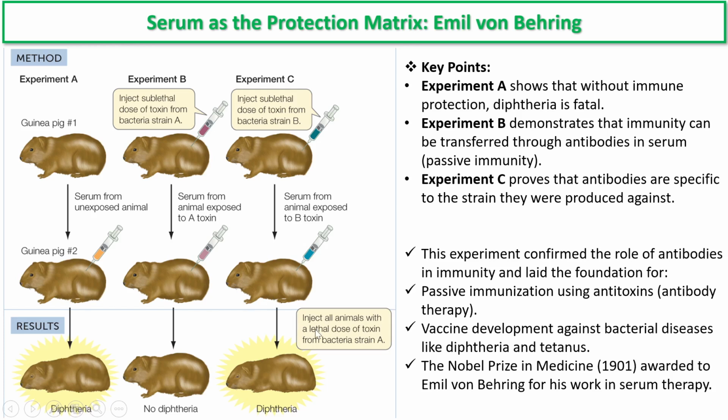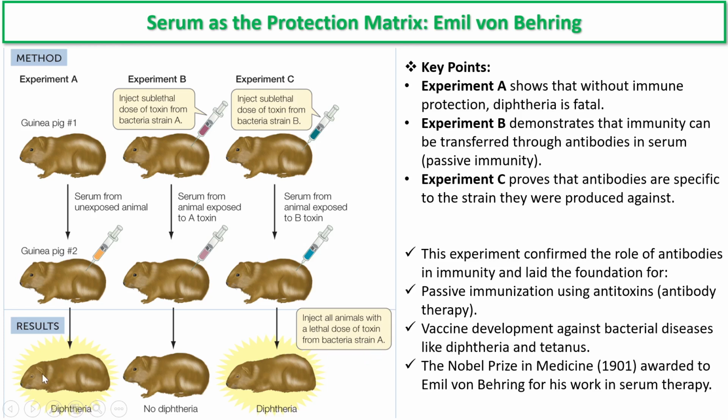At this stage, what he has done is injected all animals with a lethal dose of toxin from bacterial strain A. Like here it was a sublethal dose, so it might get some infection or its body might respond in some way, but it will not die. At this final stage, he has injected the lethal dose of toxin from bacterial strain A. This particular guinea pig had no exposure to any kind of strain or any toxin. This experiment B guinea pig had been exposed to toxin A and this was exposed to toxin B. And here they all are getting toxin from bacterial strain A.